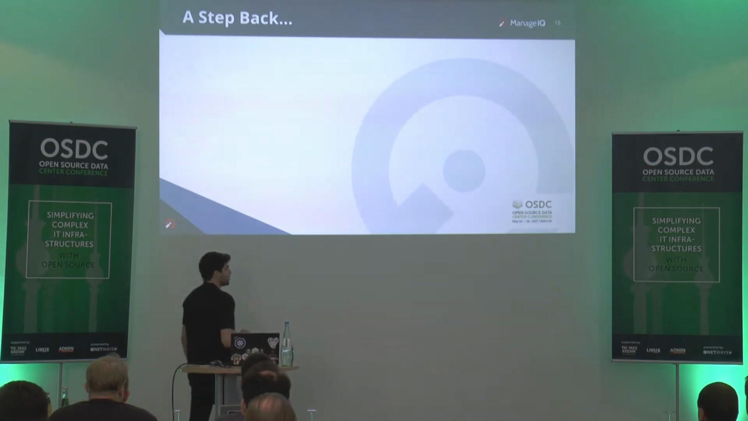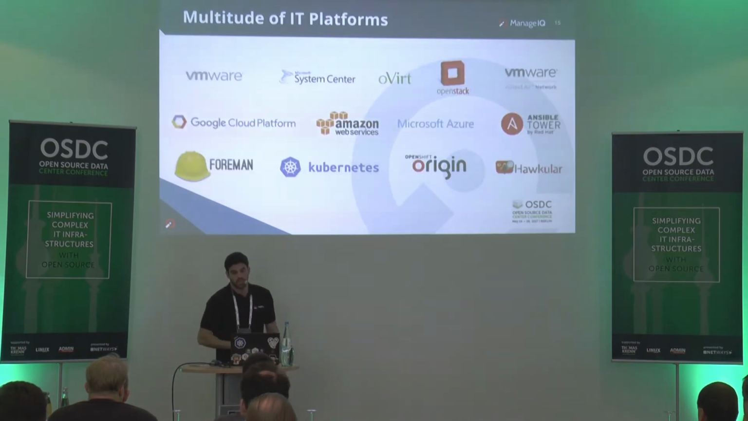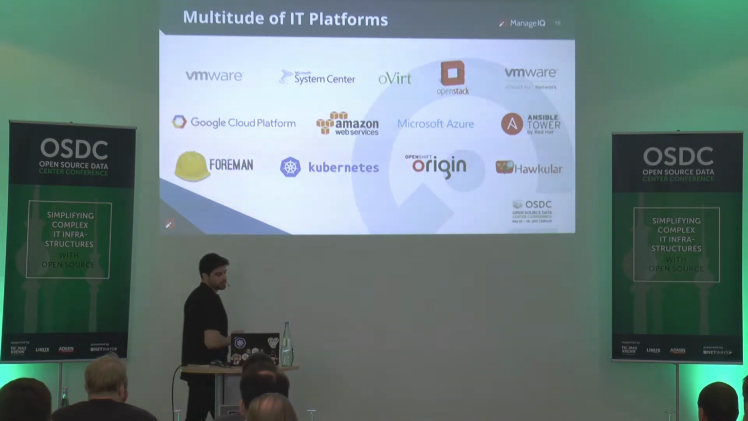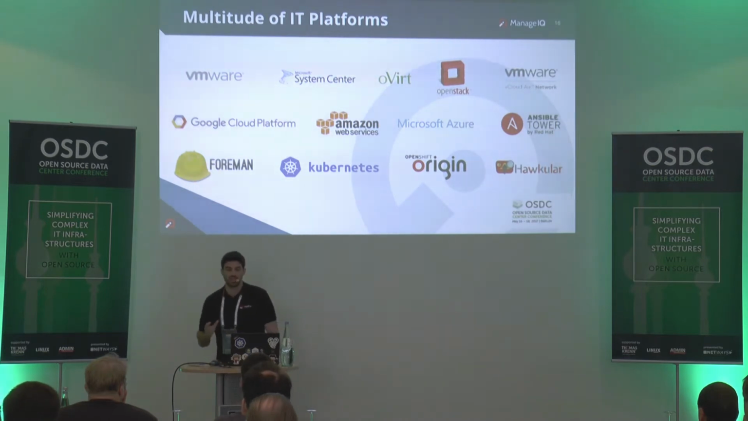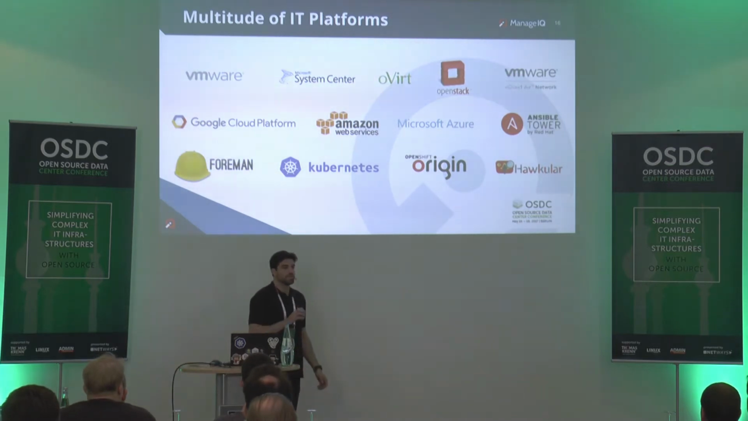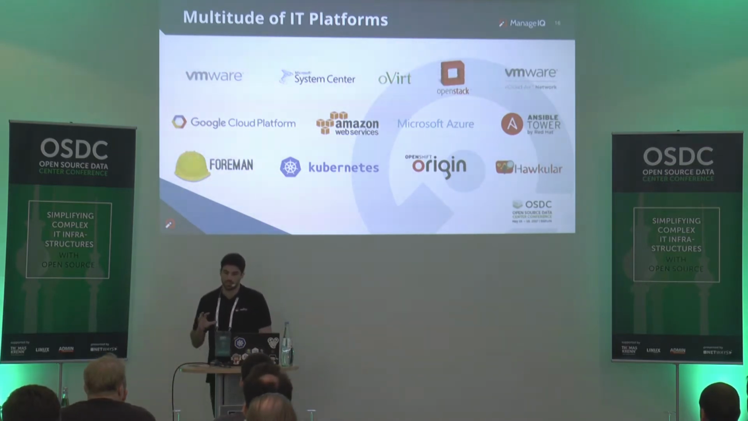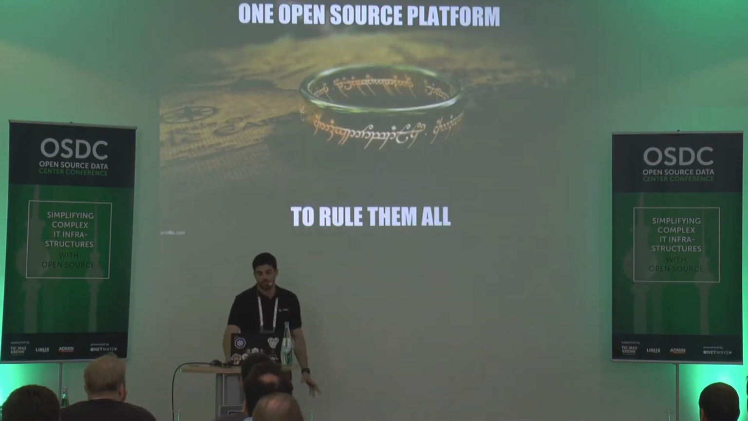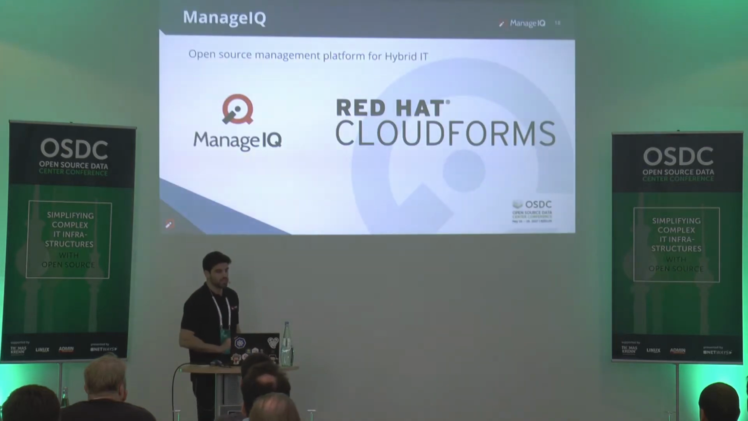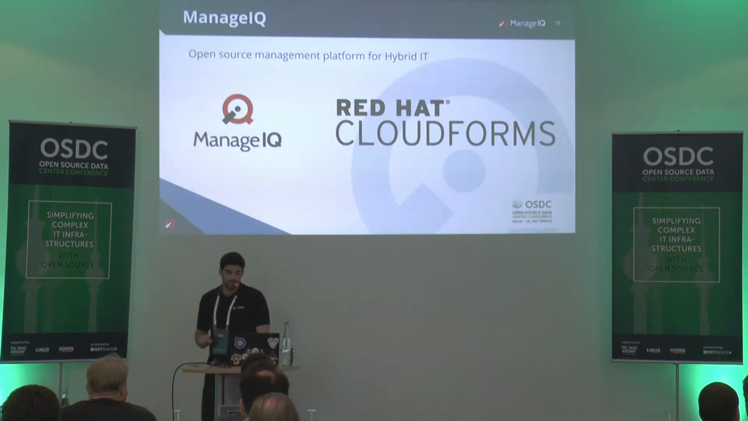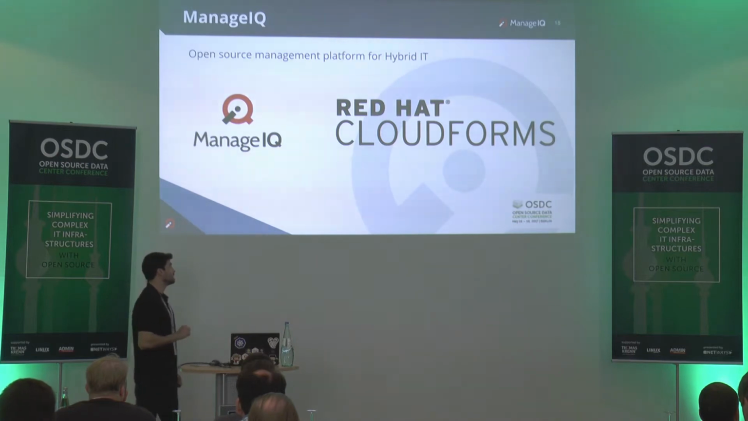So let's just take a step back. In today's big companies, they're using a various range of IT platforms for their various needs. And it's becoming more clear that they need one place to look and manage all these IT environments. So we basically need one open source platform to rule them all. This is where ManageIQ enters. ManageIQ is the open source management platform for hybrid IT. It is the open source project that powers Red Hat CloudForms. This is the downstream version.